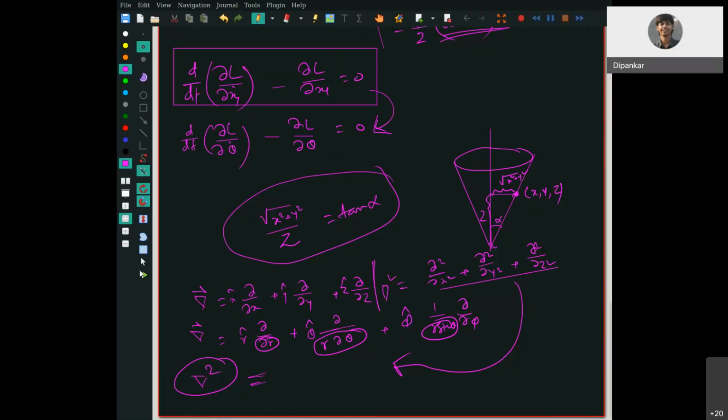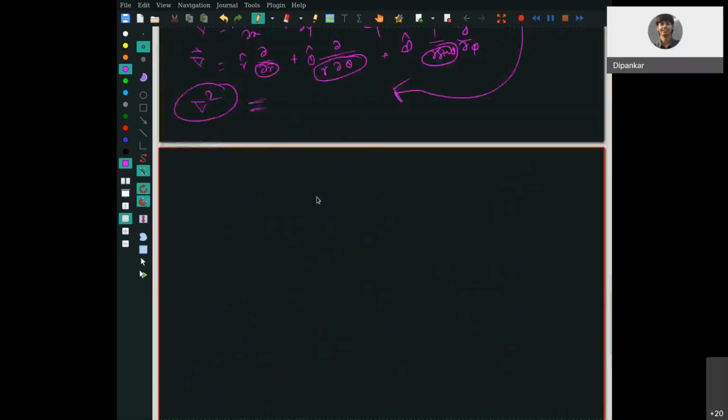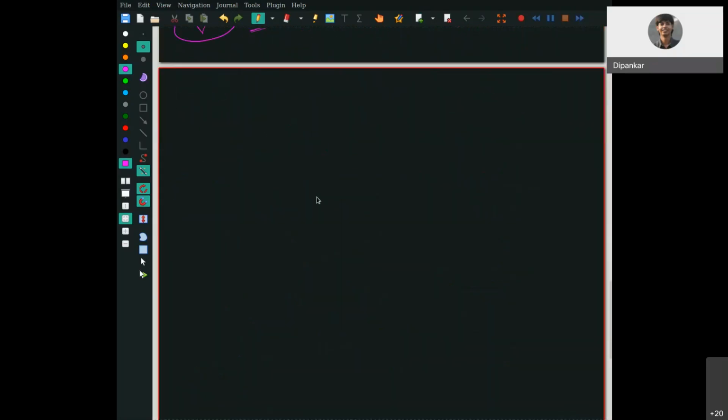Okay. So, if there are no further confusions regarding this, let me move on to the topic that we started in last class, a charged particle in an electromagnetic field.